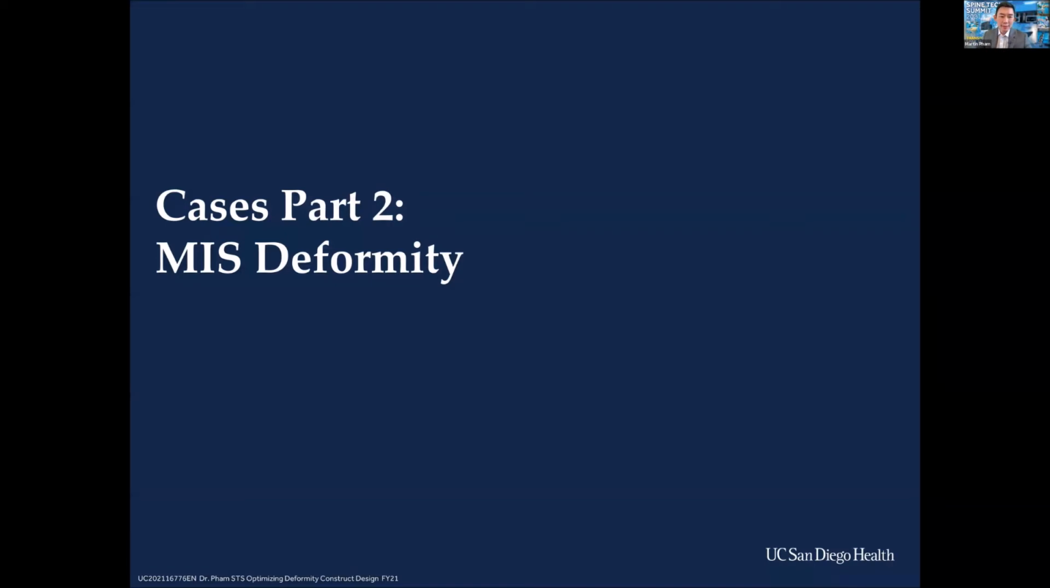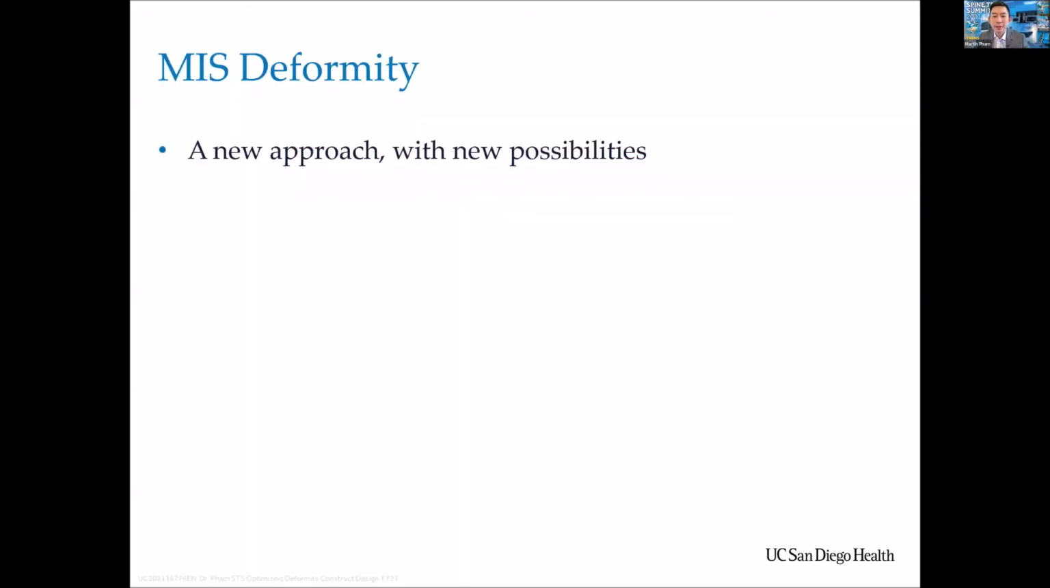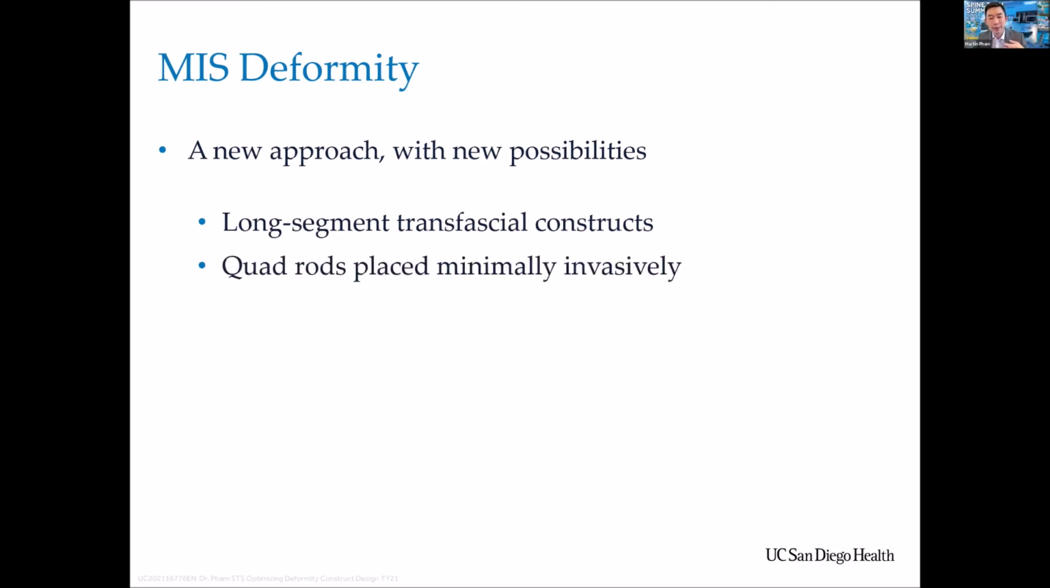Now, the second portion of this workshop, I do want to spend on minimally invasive deformity. So here, the ability of the spinal robotics platform to put screws and implants where we want opens up this new approach with new possibilities, because now, as Dr. Poulter mentioned earlier on in the general sessions, you can do these long segment transfascial constructs that are designed preoperatively. You can put in 4 rods minimally invasively.